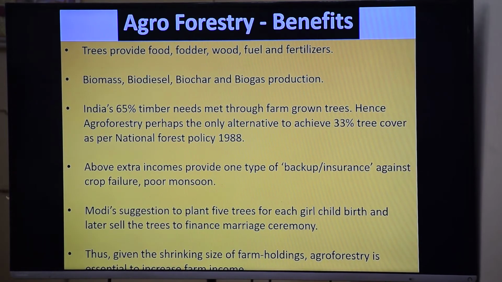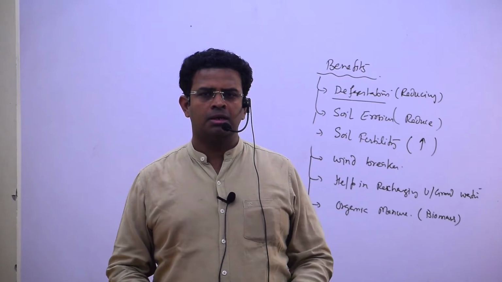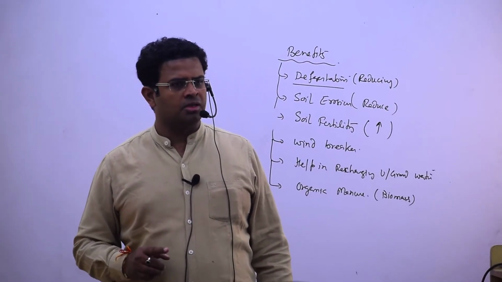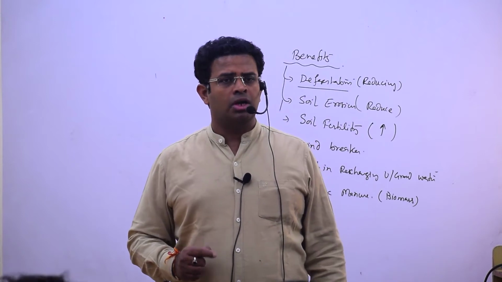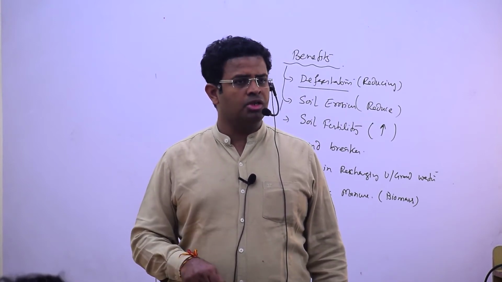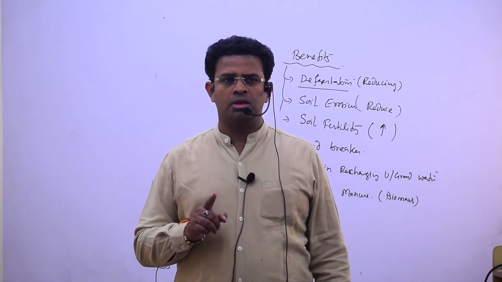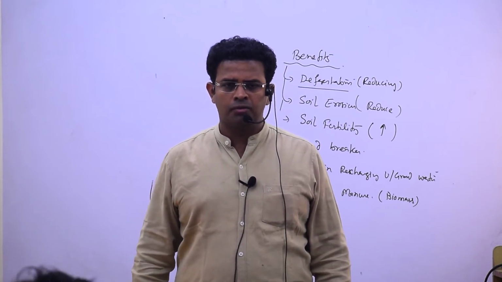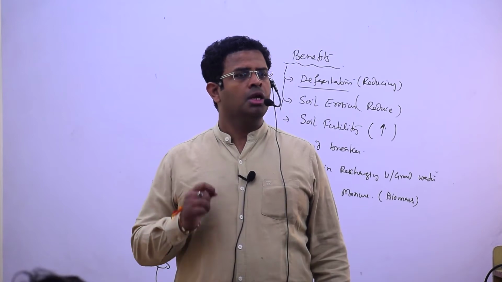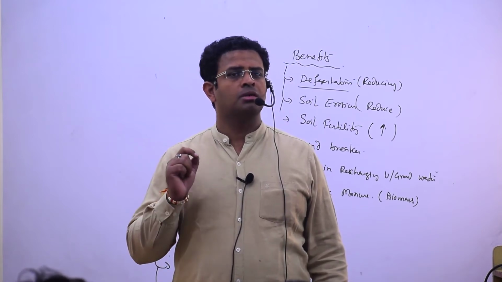What kind of system is in India? You know that as the population is increasing, the size of the farmland is decreasing. Yes or no? And when the size of the farmland is decreasing, the farmer's income is also reducing. If the farmer's income is reducing, then it is very necessary to increase it. They should go with agroforestry, and this is the only way to increase farmers' income.